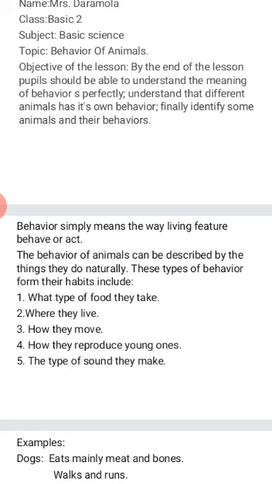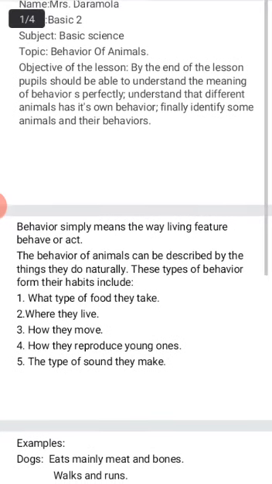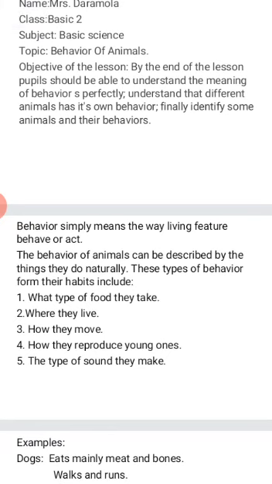Objectives of the lesson. By the end of the lesson, students should be able to understand the meaning of behavior perfectly, understand that different animals have their own behavior, and finally, identify some animals and their behavior. Again, what we are going to derive at the end of this lesson is that they should understand what behavior means, know that different animals have their own behavior, and identify some animals and their behavior.